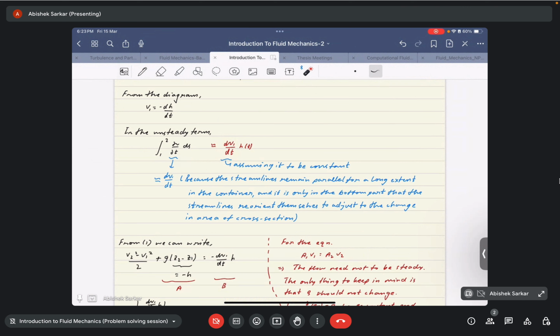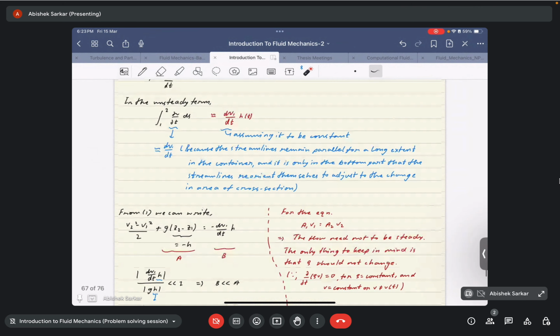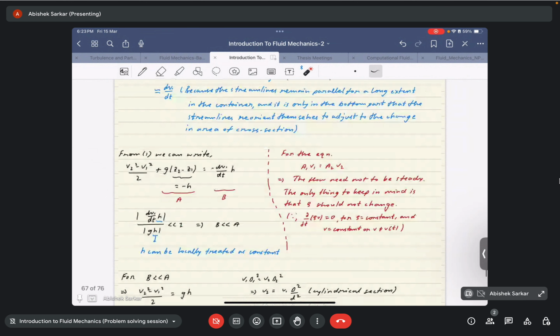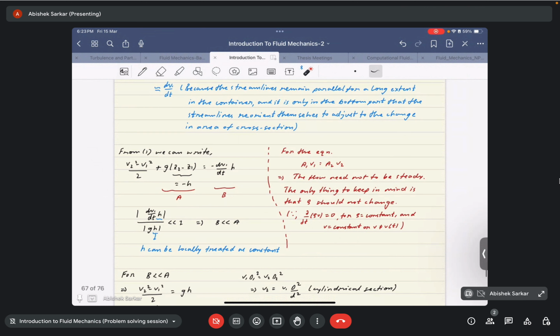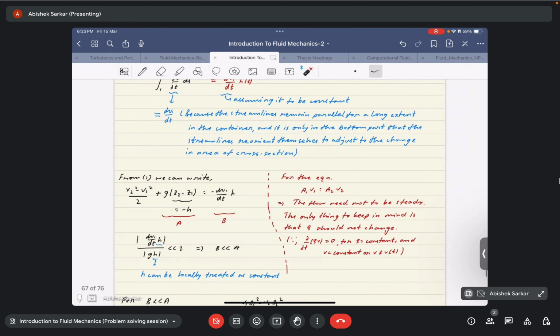Okay, so this term dv1 by dt can essentially be taken to be constant, and thus can be taken out of the integration to simplify this term into dv1 by dt into h. Okay, so once we implement this simplification into the Bernoulli's equation, we can write (v2 square minus v1 square) by 2 plus g(z2 minus z1) is equal to minus dv1 by dt into h.